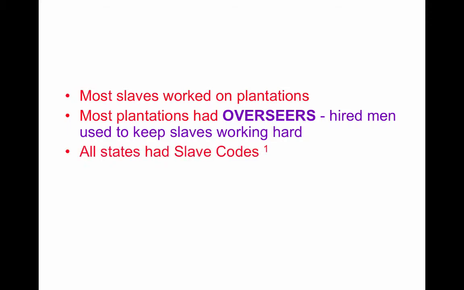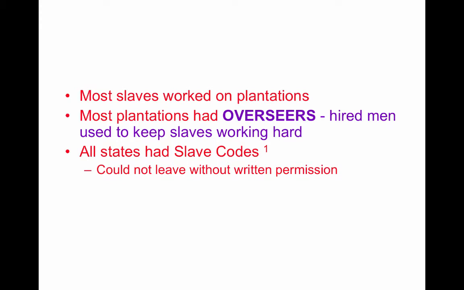Now, all the states that had slavery also instilled slave codes. These were laws that were used to keep the slaves both ignorant and cooperative. The whites in the colonies were fearful of slave uprisings because on many plantations, slaves could outnumber white people by as many as 20 to 1. So it's a very dangerous situation if you were a white person.